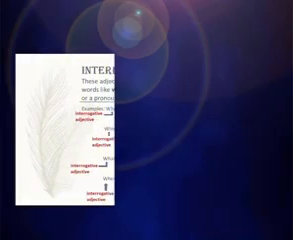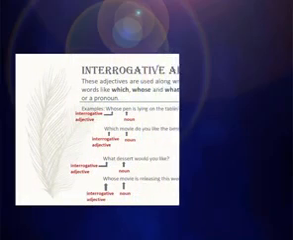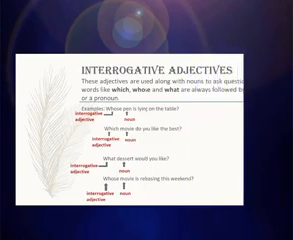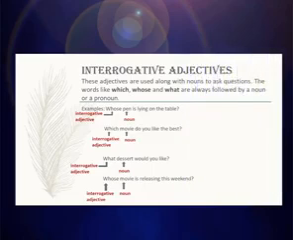Interrogative suggests that a question is being asked. Interrogative adjectives are used along with nouns to ask questions. Focus along with nouns because that's what adjectives do. They modify nouns. So, an interrogative adjective has to be along with a noun.